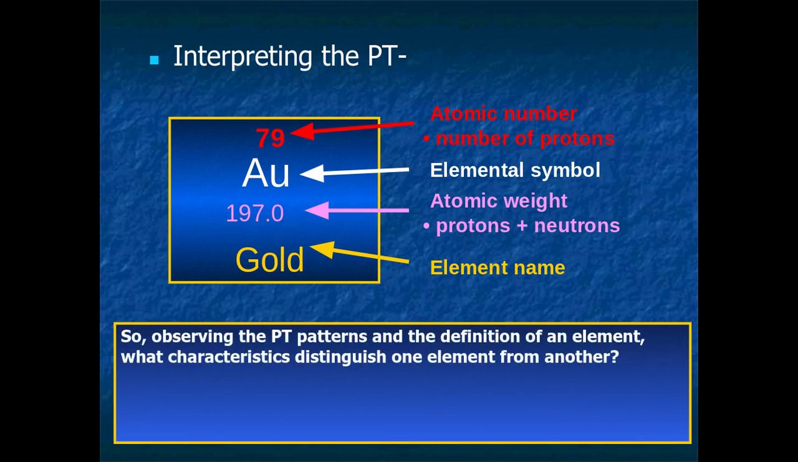Down here at the bottom of the screen, if you observe the periodic table patterns and the definition of an element, what characteristics distinguish one element from another? We've been hammering this a little bit, and hopefully you're at a point now, with some basic chemistry, that what really describes the elements or their characteristics is the atomic number. So we would say in this case that the atomic number distinguishes one element from another element.